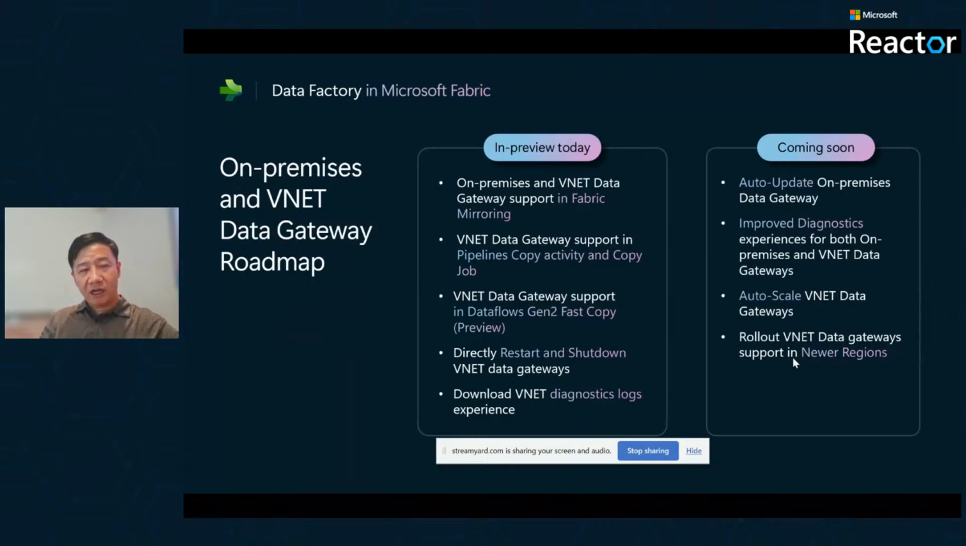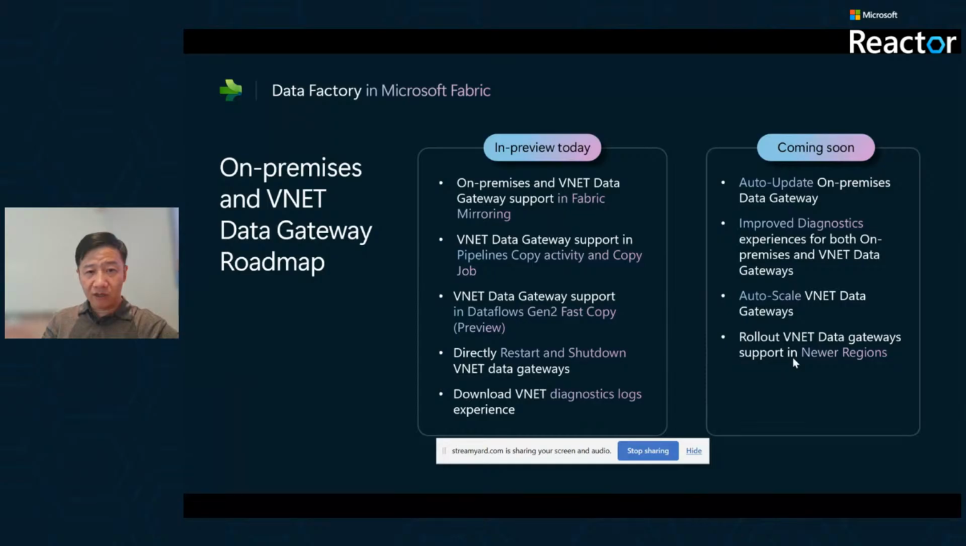Okay, here's the roadmap, what we already have in the VNet gateway and what we will have in the future. In preview today, the on-premise gateway and the VNet gateway already support mirroring, and the VNet gateway also added pipeline copy support and copy job support recently, which is in the preview stage. And the VNet gateway announced support for Dataflow Gen2 as well.